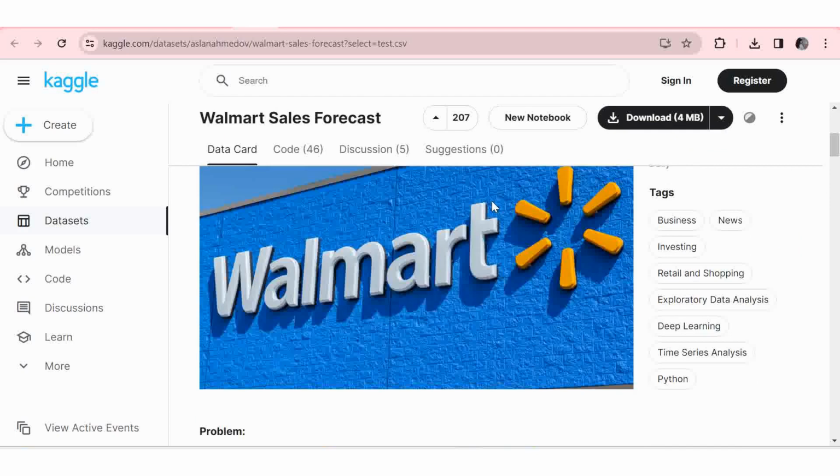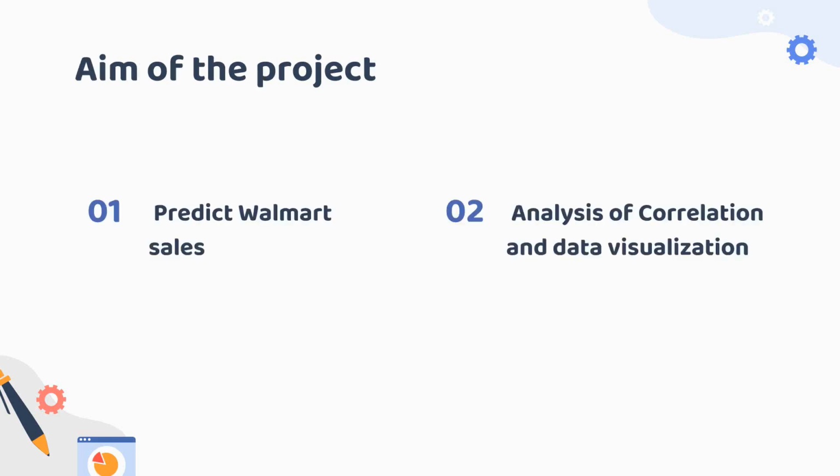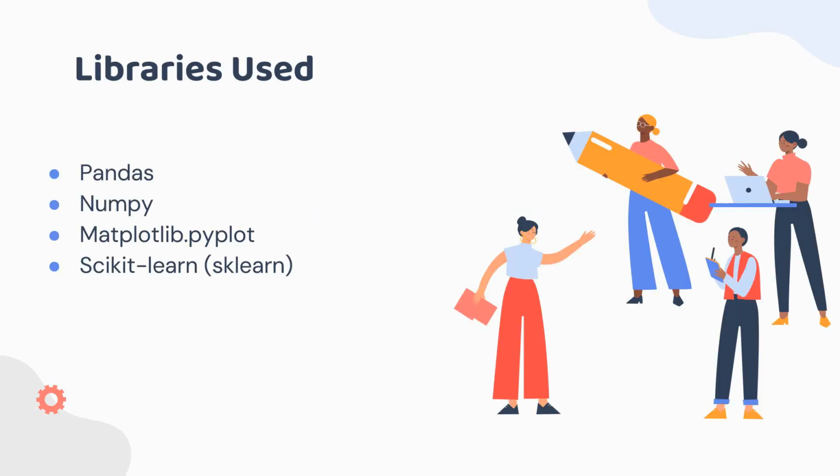Moving on to the flow of the project. This is the flow, which is the basic ML flow. We have import, merge, quality, EDA, pre-processing, training, and evaluation. And the aim of the project, as I said, is to predict Walmart sales. We'll also be analyzing the correlation of the data and also data visualization.